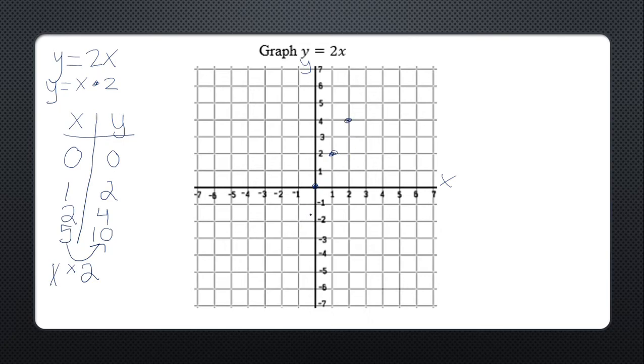Then it's hard for me to use a ruler with this pen that I'm using, so I want you to make sure that you do this with a ruler so that your work is neat. But you're just basically going to connect the points there. All right, and that's how you would do it if you're using a table of values. That's the first way that you can do it.